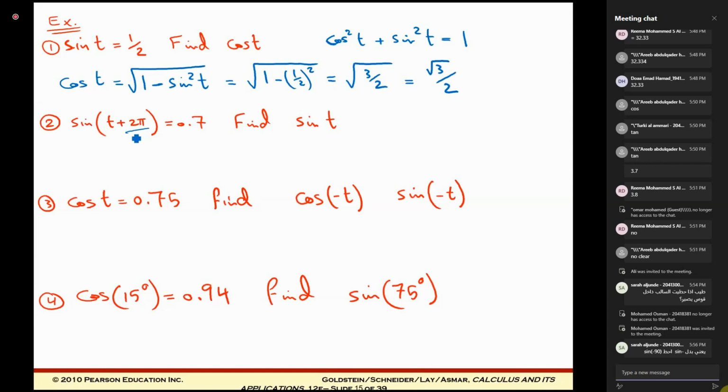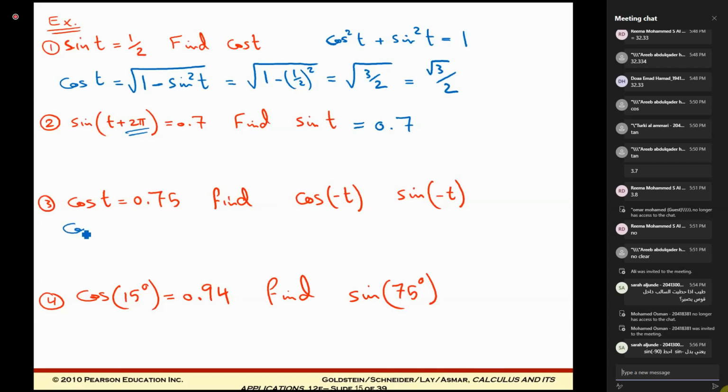If we have one circle, 2 pi or 360, the sine of t directly is the same. Sine of t equals sine of t plus 2 pi, sine of t minus 2 pi, sine of t plus 2 pi plus 2 pi plus 2 pi. This is the same sine of t.